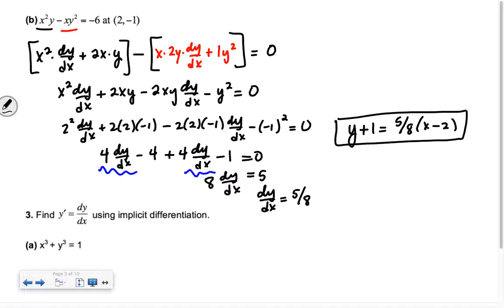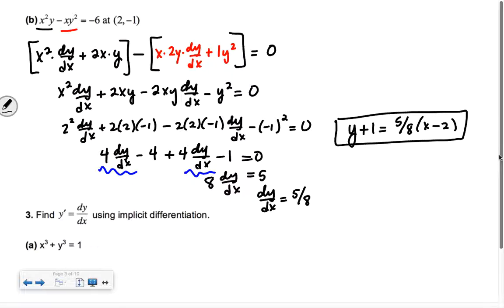All right, now if you are too lazy to write dy over dx, you could also write y prime. But I just caution against that because a lot of people will lose that prime. They'll just think it's y to the first, or they'll leave it off, okay? So be careful if you write y prime.